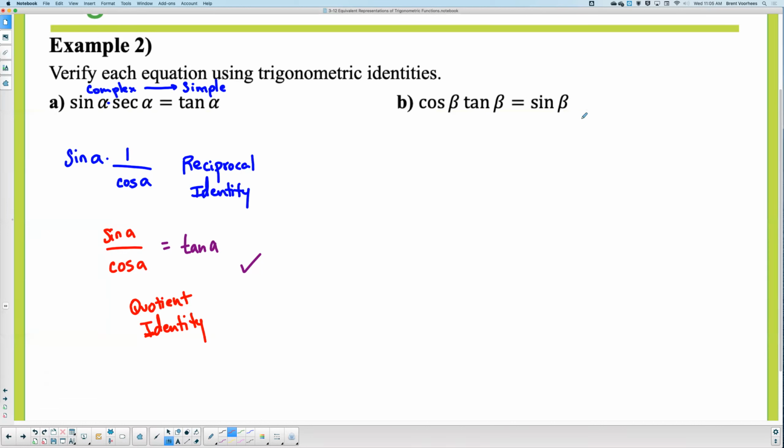All right, let's try this one. Over here, don't worry about what the angles are. They could use A's, they could use B's, they could use thetas, they could use X's. It doesn't matter. We do the same thing. I'm going to start on the complex side. What's the complex side here?